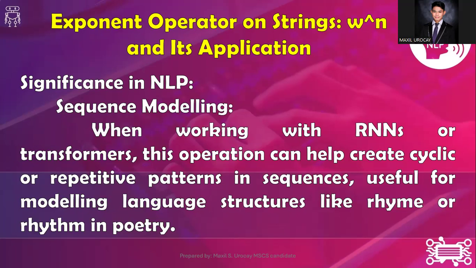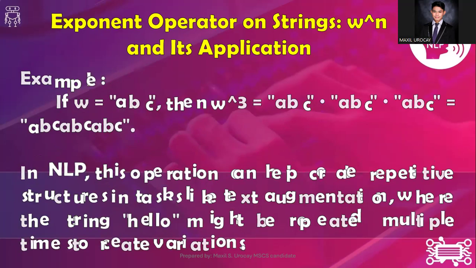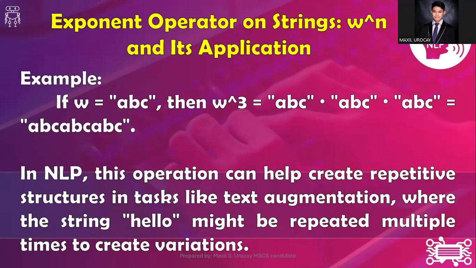Now, we also have here a specific example. If W is ABC, then the string to the power of three turns into ABCABCABC, and so on. In NLP, these operations can help create repetitive structures in tasks like text augmentation, where the string hello might be repeated multiple times to create variations. Those are the situations that may happen here.